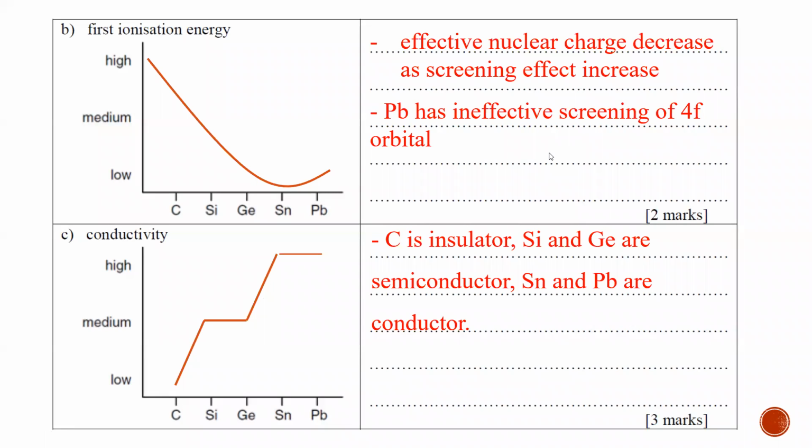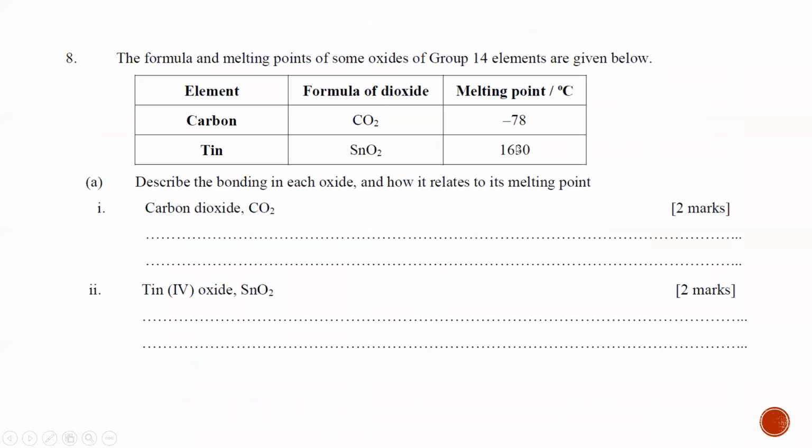Okay, so that is the 3 graphs of the group 14 physical properties. Hope that you can answer better in the future. Okay, with that explanation, let's move on to our final structure question. So our final structure question is question number 8.